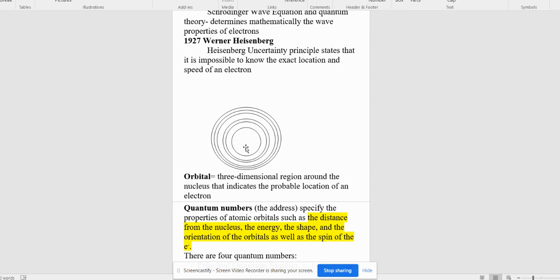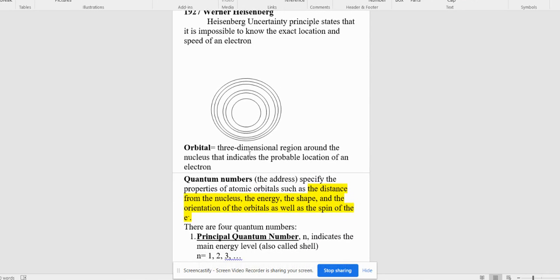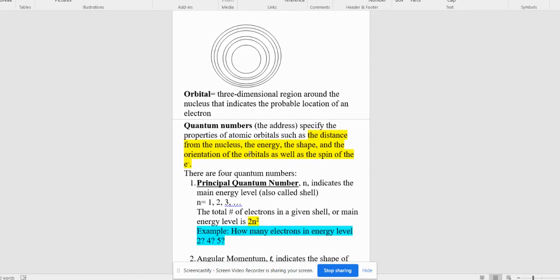So that's why we sometimes call it the electron cloud, because it's this area where it might be found. Quantum numbers are the address of the electrons in the atom. So they're going to tell us the distance from the nucleus, the energy that it has, the shape of the orbital it's going to take up, the orientation, and then the spin.